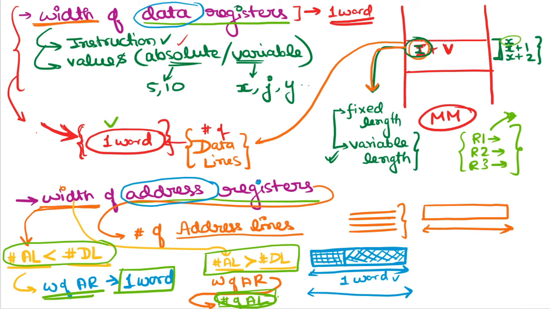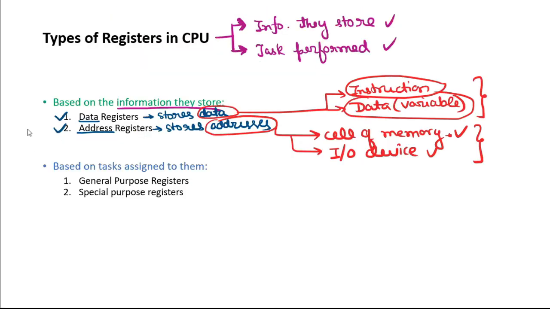Okay, so I think I'm making sense here. So we discussed width of data register as well as width of address registers. So let's proceed. So the width of data and address registers will be same. We will discuss what is the benefit of that as well, okay, in just some time. So let's proceed our discussion.